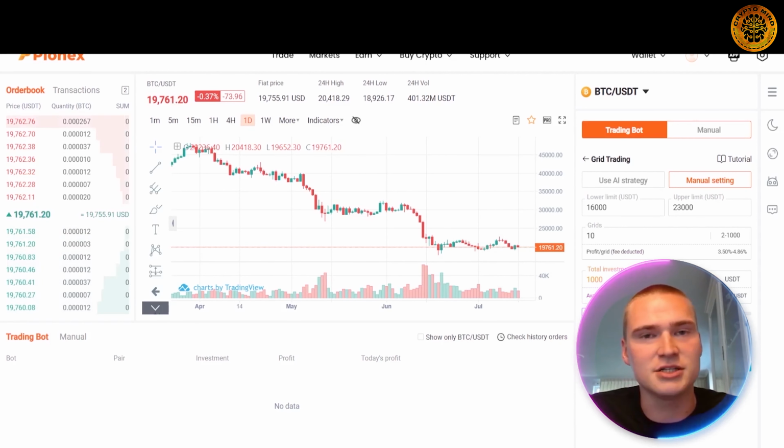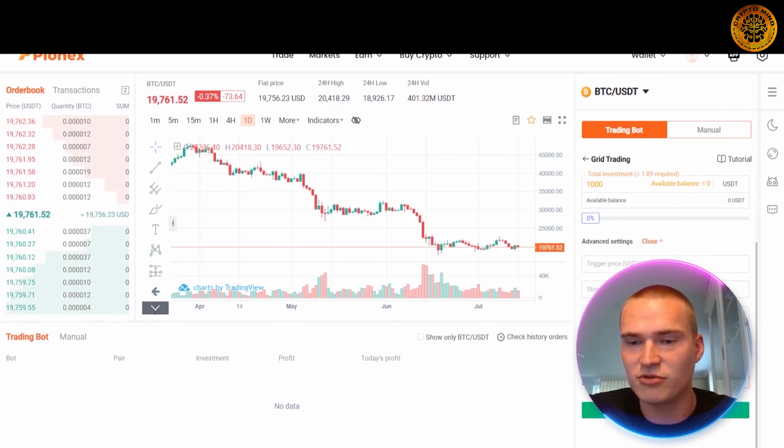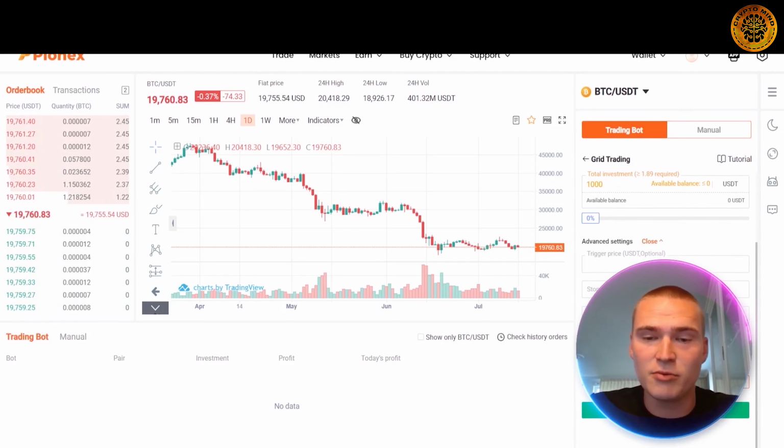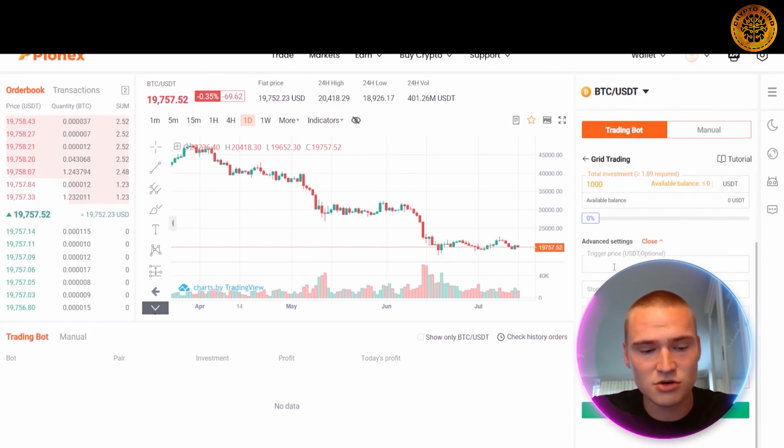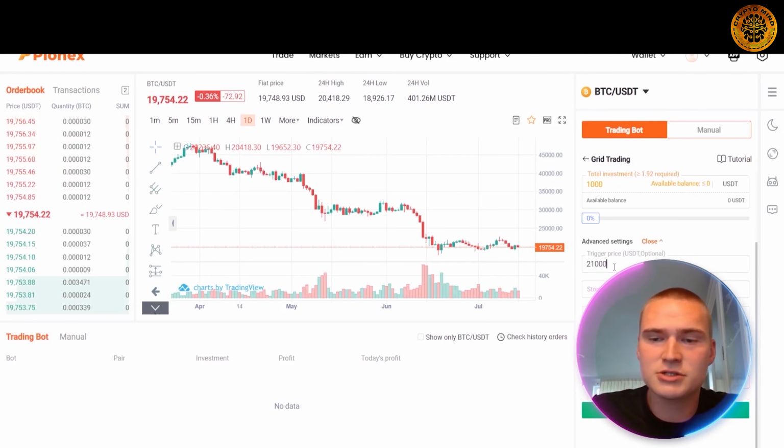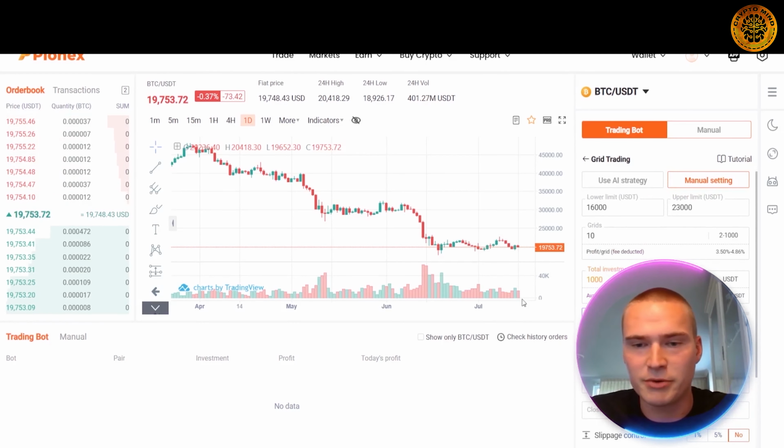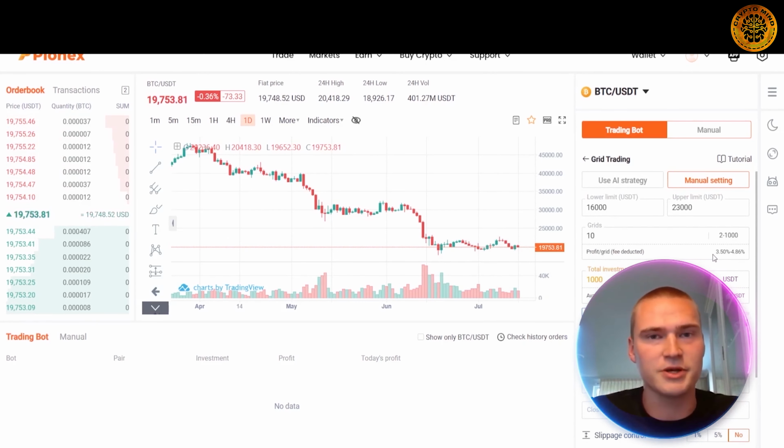And then if you actually check the advanced settings, you can, for example, use a trigger price, which means that it only gets triggered once it gets to a certain level. So for example, right now we could do 21,000. I only want this to happen when we reach 21,000. So if that happens, the bot will only start when you reach 21,000.